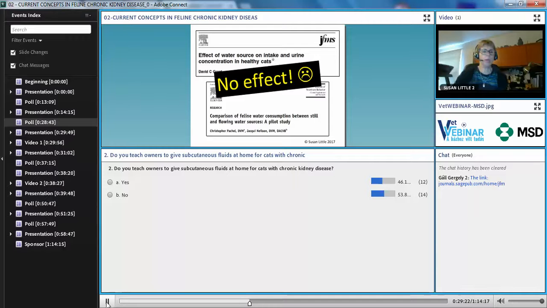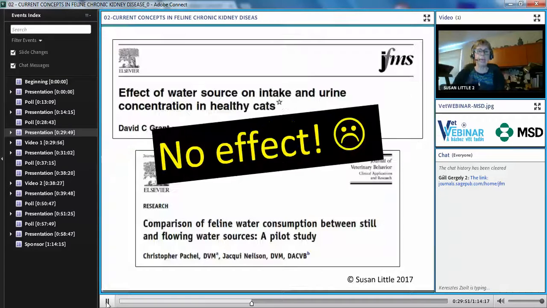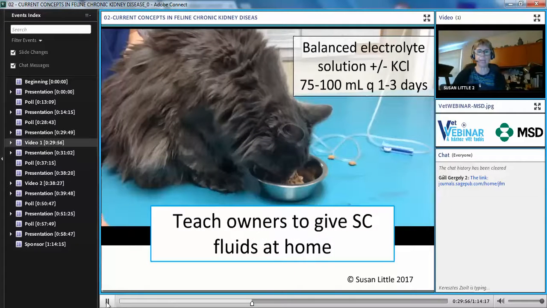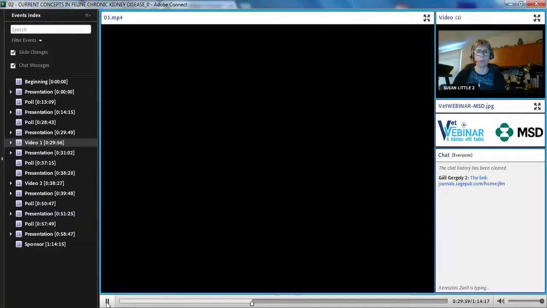Do you, in your practice, ever teach owners how to give subcutaneous fluids at home? And you might do it for cats with chronic kidney disease, of course, but you might do it for other reasons. So I'm interested to see what your general thoughts are and your experience is on teaching this to owners. So you're all voting very quickly there. Looks like we have most of our votes in. And again, it's almost half and half. So very close to half of you saying yes and half of you saying no.